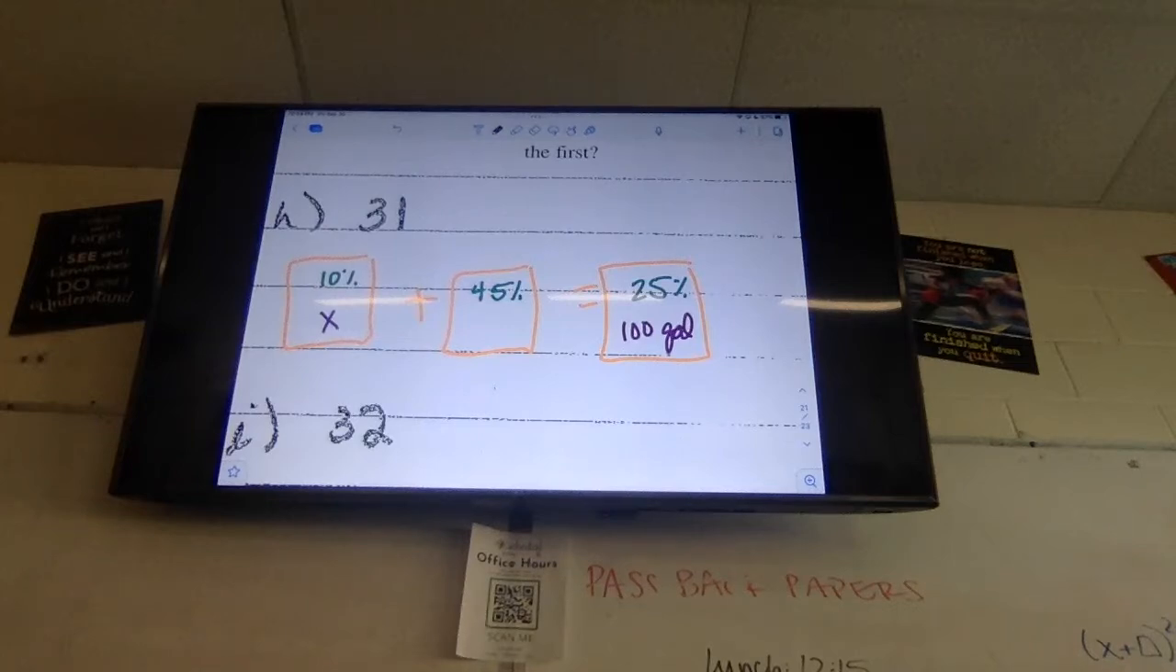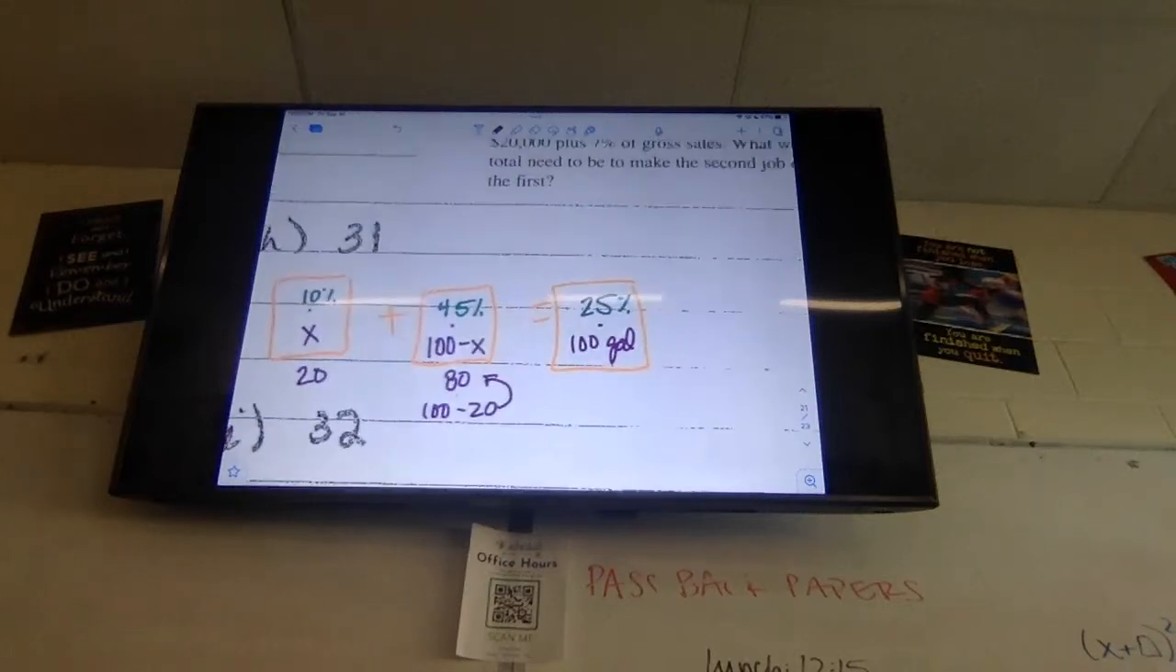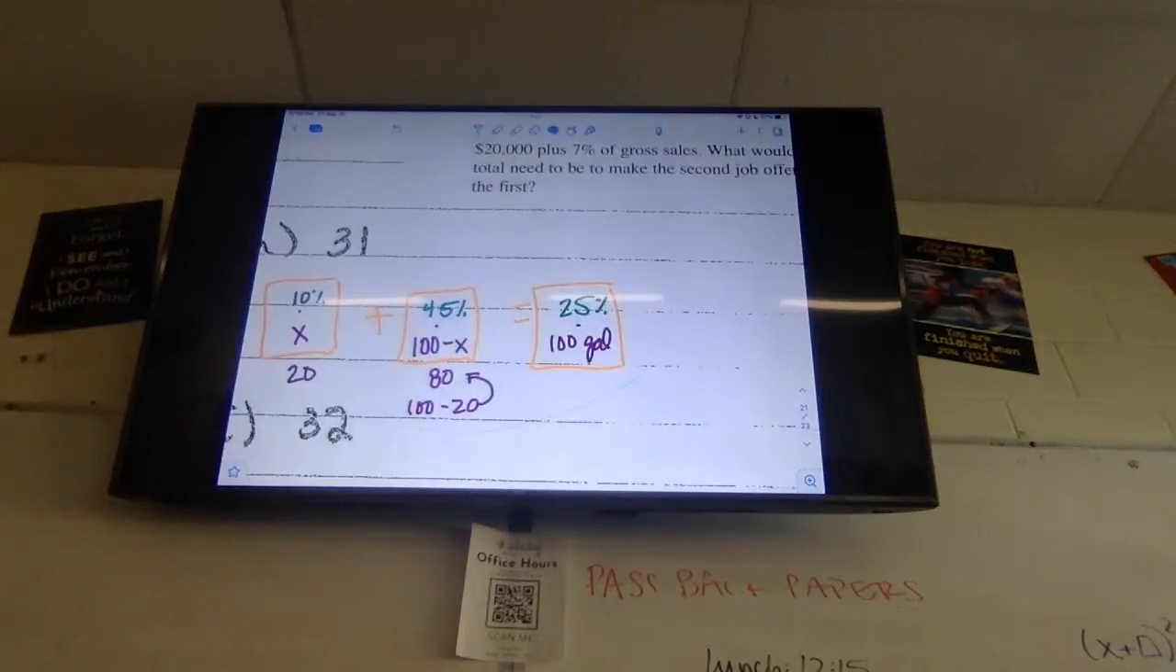What if I said that I had 20 gallons of the first one? How much would I have of the second one? 80? How'd you get 80? It's 100 minus 20. Good. If I did 100 minus 20 to get 80, what do you think I'm going to write in this box? 100 minus X. Very good. It's kind of yucky to write it like that, but that is truly what the expression is. It's 100 minus X. I'm going to take these numbers and multiply them together, set up an equation, and solve from here. So let me move all this up a little bit.